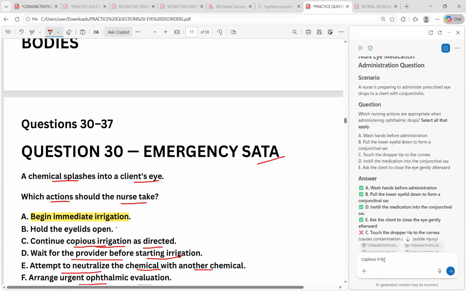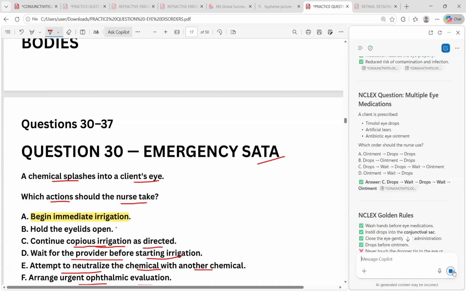Then wait for the provider before starting irrigation. No, ma'am. We should not wait for the provider. We should start immediately. So A and C are right.